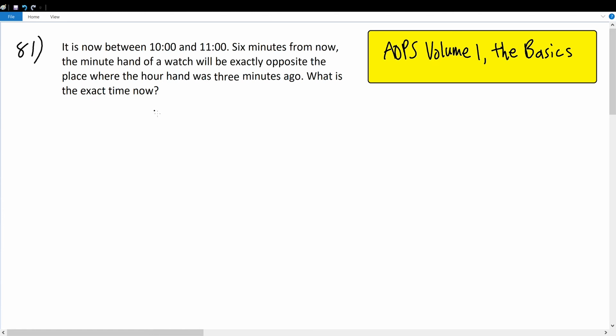AOPS Volume 1, the basics, number 81. It is now between 10 and 11 o'clock. 6 minutes from now, the minute hand of a watch will be exactly opposite the place where the hour hand was 3 minutes ago. What is the exact time now? So these are clock questions. So understand how a clock works and you will be fine.